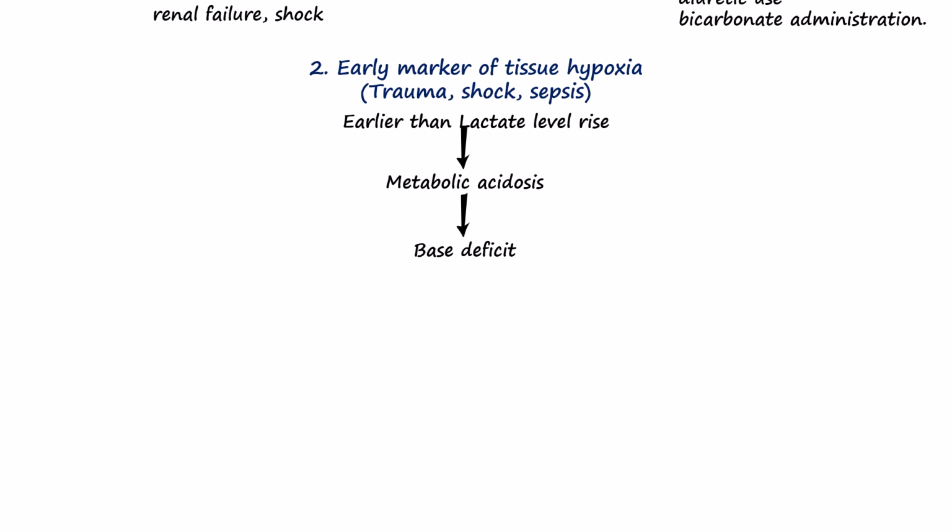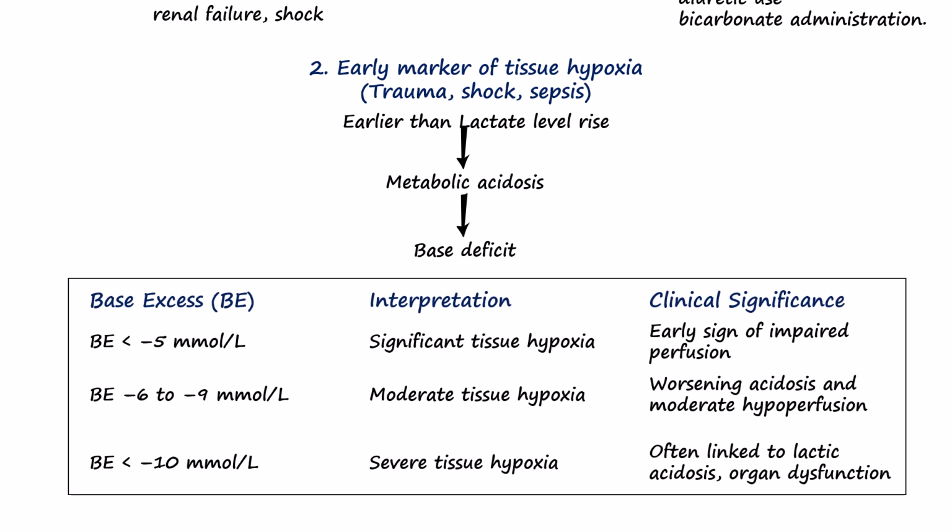In clinical practice, the base excess level that suggests shock or tissue hypoxia is typically less than -5 millimole per liter. Further, the severity can be categorized as base excess between -6 to -9 millimole per liter, suggesting moderate shock, and base excess less than -10 millimole per liter, indicating severe shock and often linked to high lactate and organ dysfunction.